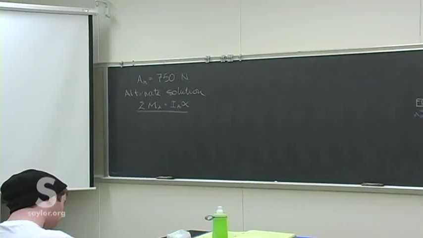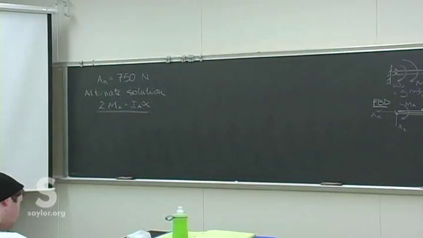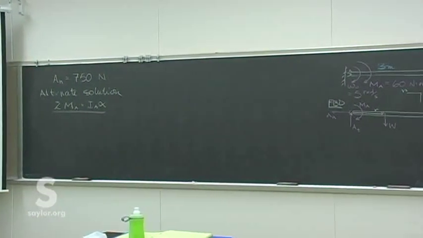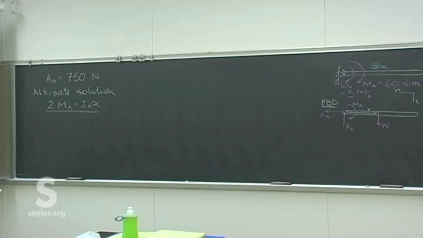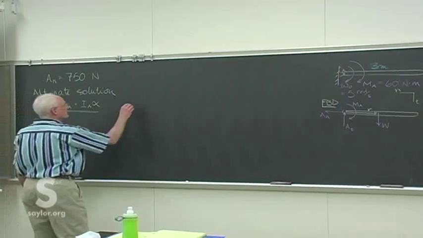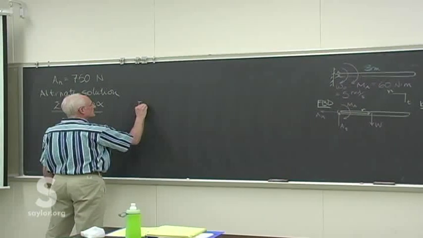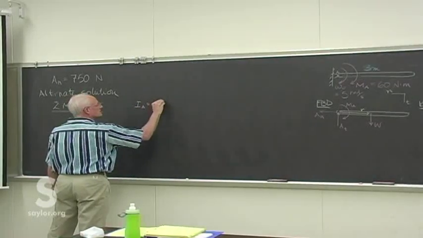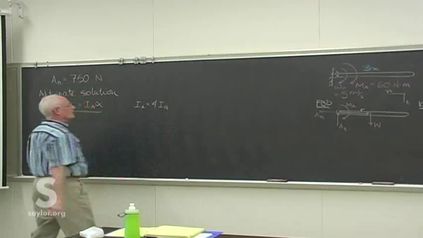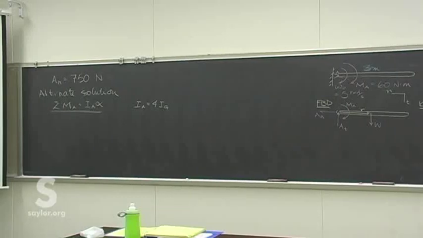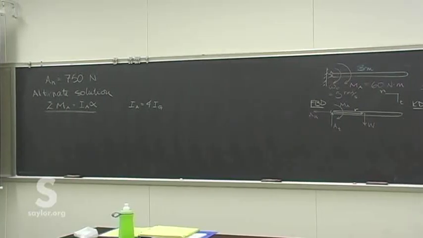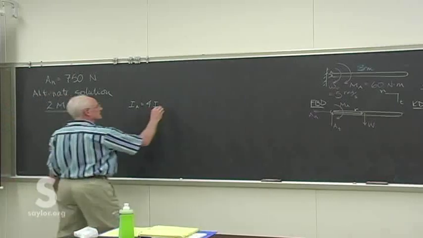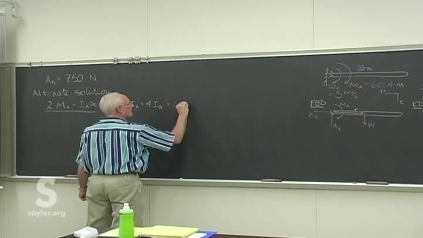Remember, though, that we need the moment of inertia about A. But for a slender rod, that's no big deal. That's one of the ones in the book. You might even remember that for a slender rod, it's just 4 times what it was about its center of gravity. That's only true for a slender rod. It's not true for other pieces. It's just true for this, for a slender rod.